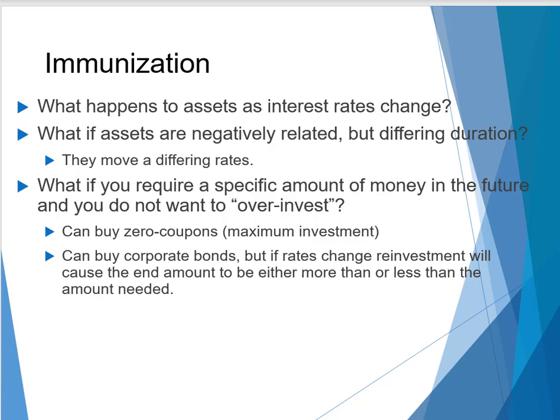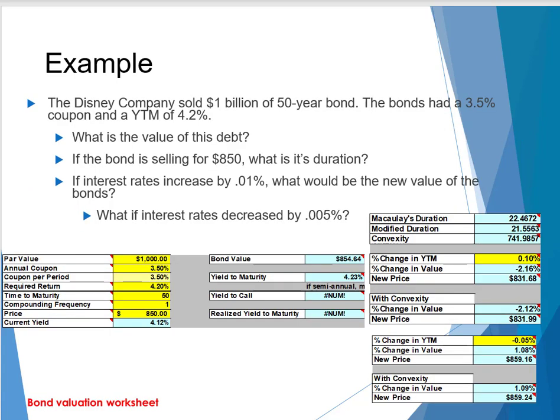negative influences for bonds. So Disney here had a $1 billion 50-year bond that it was selling. The bonds had a 3.5% coupon, and the yield to maturity was 4.2%. So again, if you think about this, what is the value of this bond? If we have 50 years to go, you see here's the bond valuation worksheet, and this bond is worth $854. If the bond is selling for $850, the question is, what is its duration?